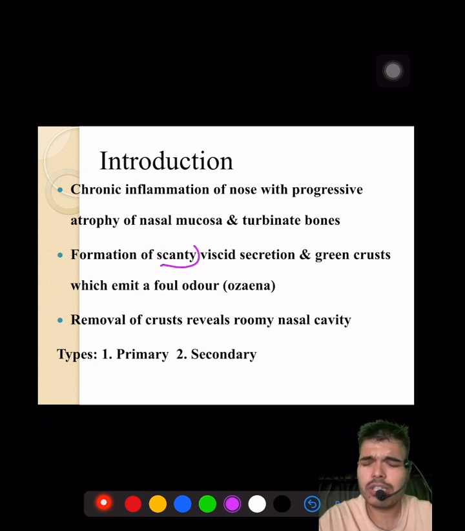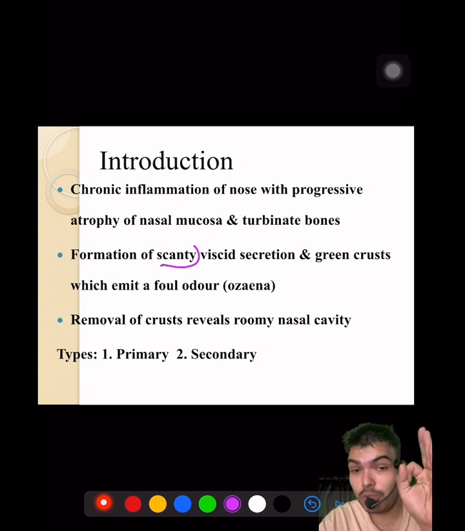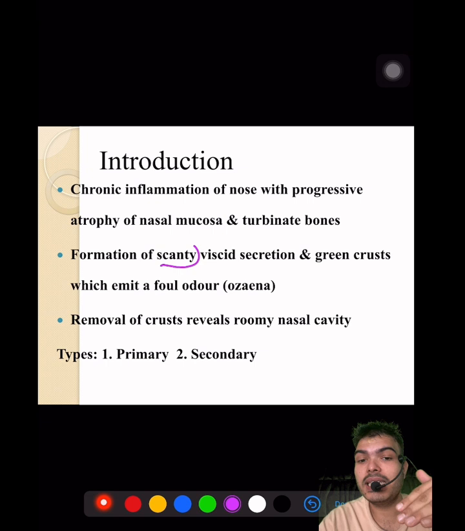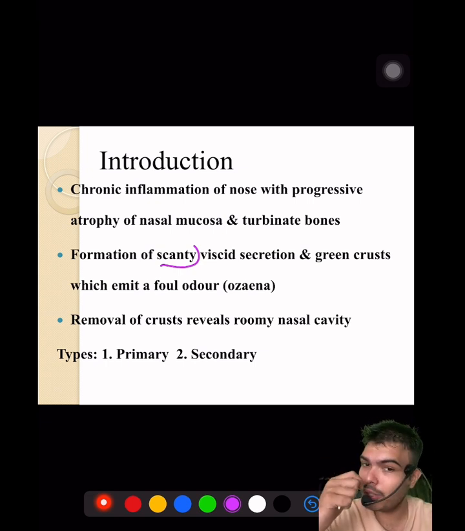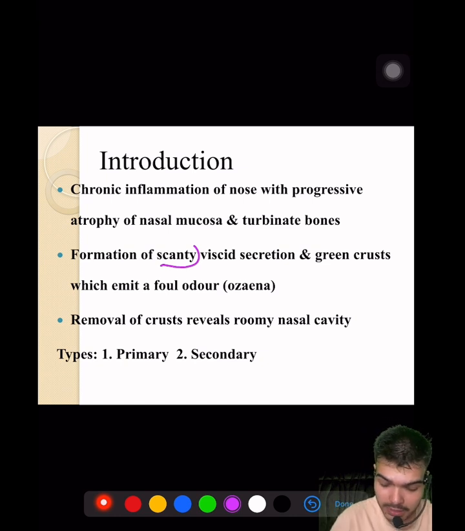Remember, all the crust must be removed, and the crusts are removed by nasal douching. Nasal douching can be done with sodium bicarbonate, sodium borate, and sodium chloride, where the quantity of sodium chloride is more. These three are mixed in normal saline and used for nasal douching, okay. We will come to that in the treatment section.